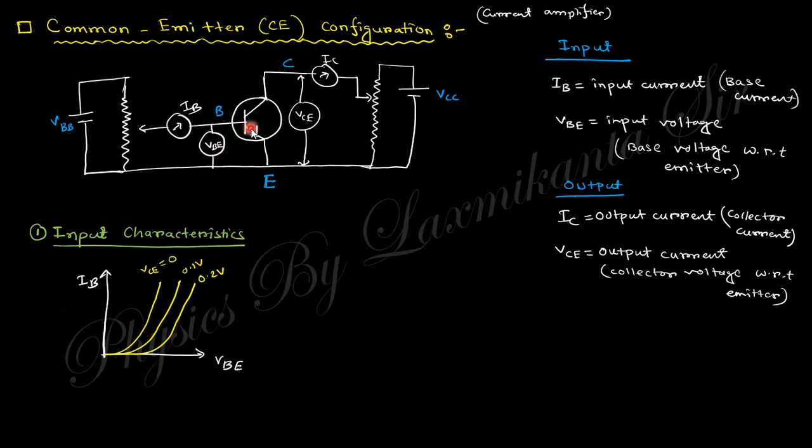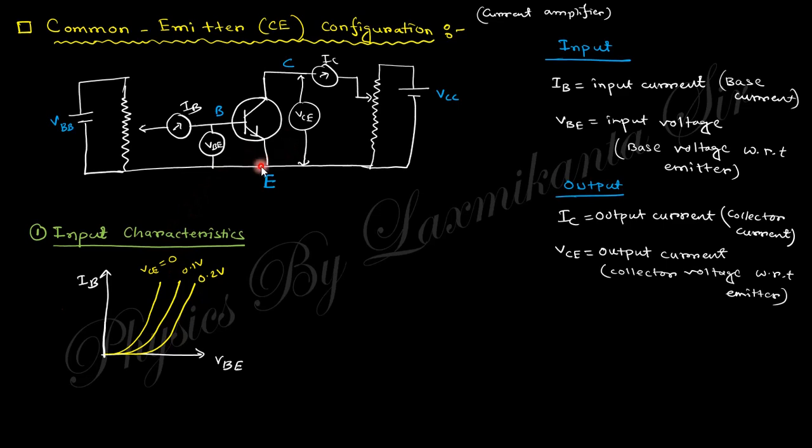You know that in the active region, this junction is in forward bias and this junction is in reverse bias. So in the active region, the input characteristics will be like that. This is a forward region curve, input voltage versus input current. You know the forward bias curve of a PN junction will be like that. So if you increase this voltage, the saturation or cut-in voltage will increase.